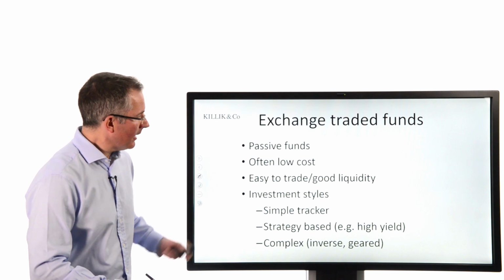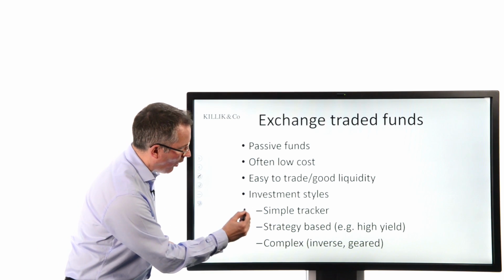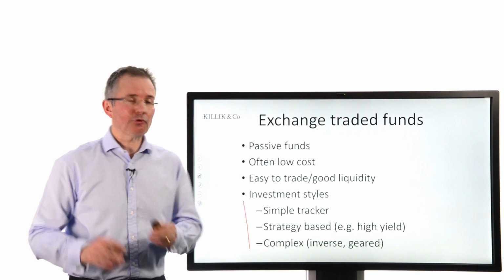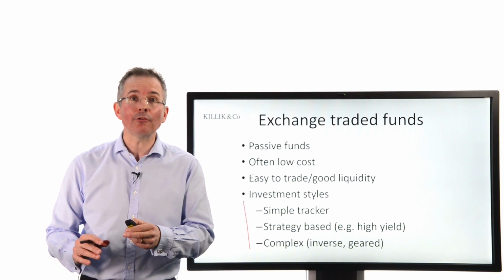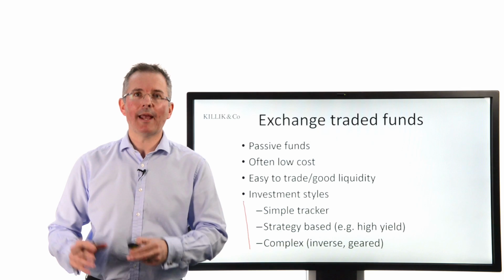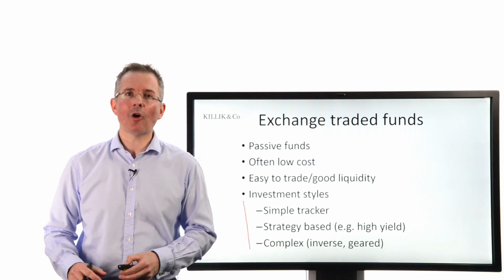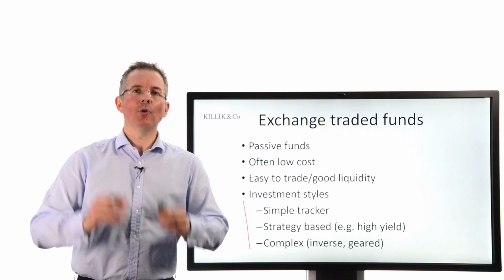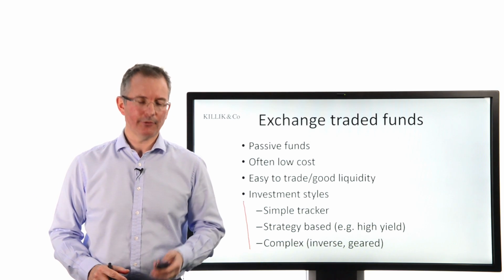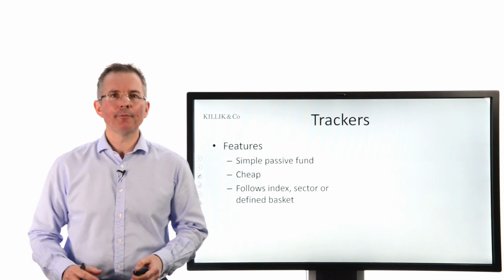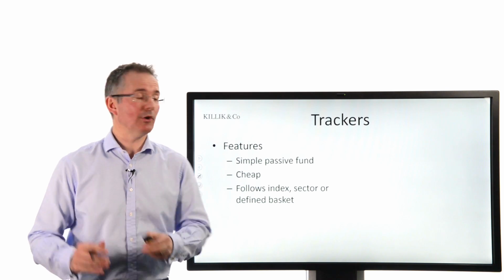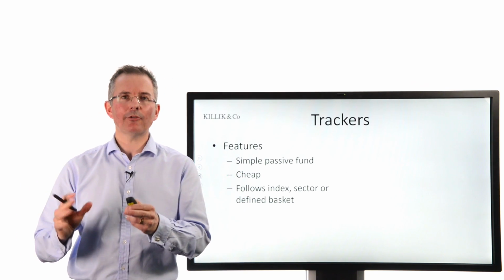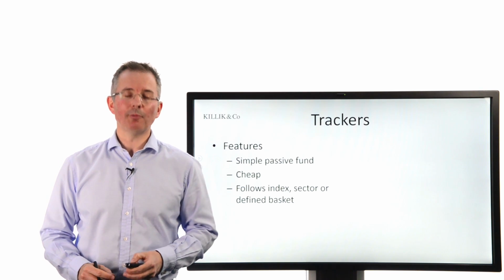So let's take a quick look at the pros and cons of the straightforward, old-fashioned tracker, the strategy-based or smart beta style briefly, and the more complex ones. And be very careful with the more complex ones because there you're quite a long way away from the original cheap, simple purpose of exchange-traded funds. Okay, so trackers do what they say on the tin, or should do. They are simple, cheap, and they follow an index sector or a defined basket of shares. What could possibly go wrong?